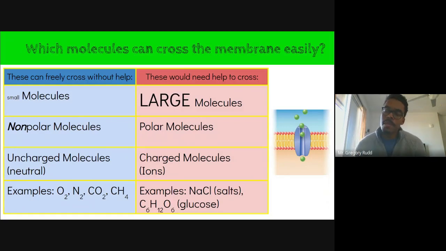I'm going to leave this up for about 30 more seconds to give you guys an opportunity to write down this chart. This chart is going to be very helpful to you as we go through today's lesson.